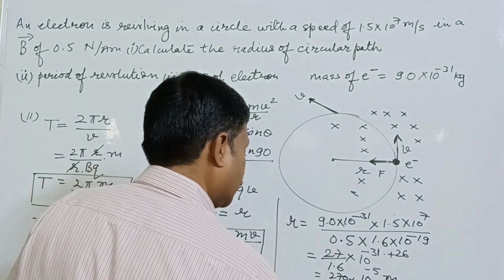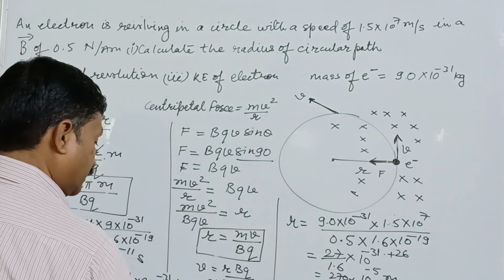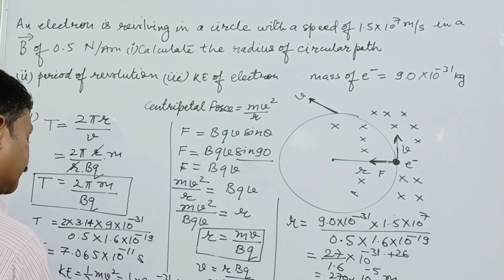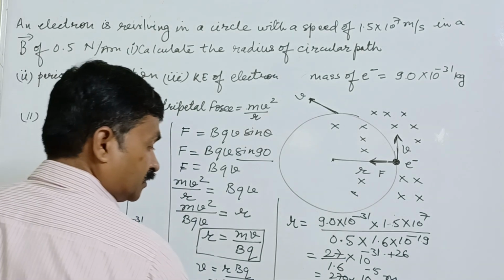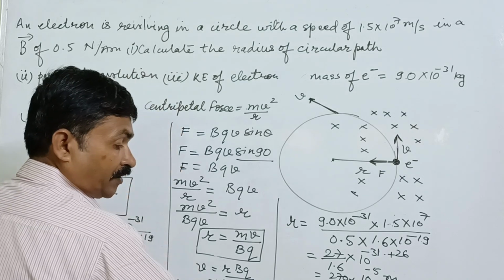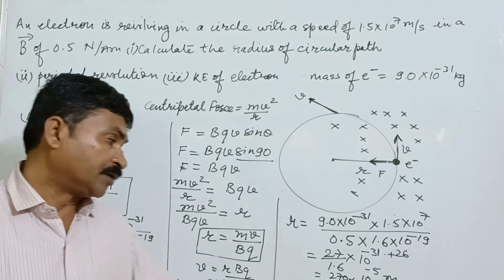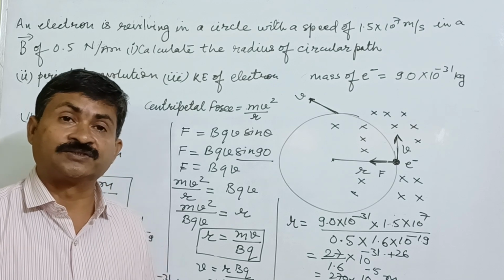This is the relation which we are getting for kinetic energy. Kinetic energy is equal to 10.125 into 10 raised to the power minus 17 joule.